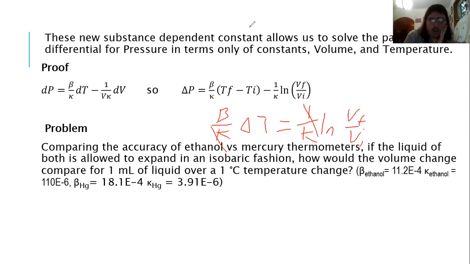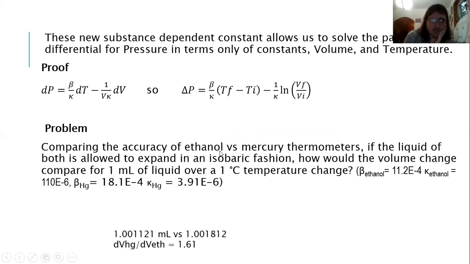over the same temperature change, mercury has a larger volume change, meaning it's easier to get more accurate markings. It's going to expand greater. So it allows a little bit greater expansion.